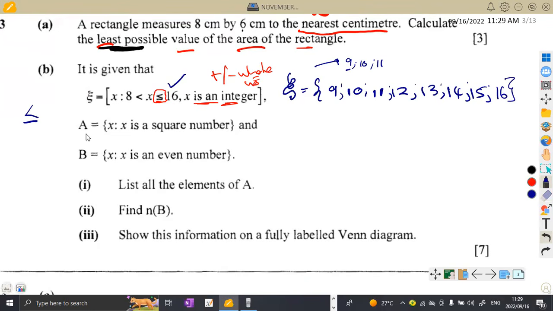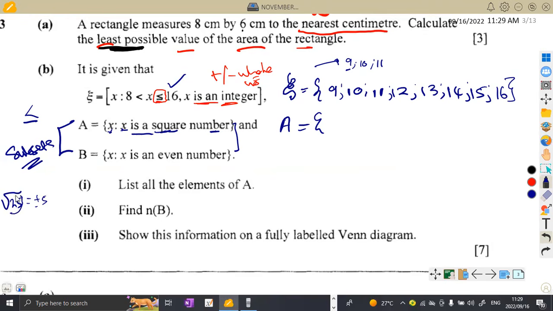Let's move on to A. A is such that x is a square number. But remember, A and B are subsets of the universal set. So which means they are supposed to be taken from this set here. So from this set that we have listed, which is our universal set, we need square numbers. A square number is a number that when you determine its square root, like 25, the square root of 25 is plus or minus 5. So 25 is a square number.